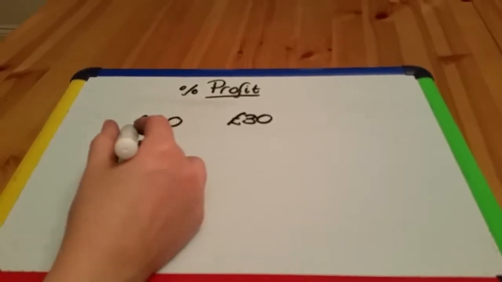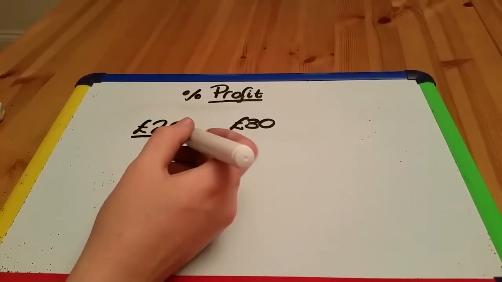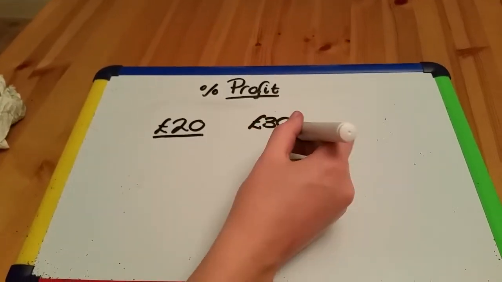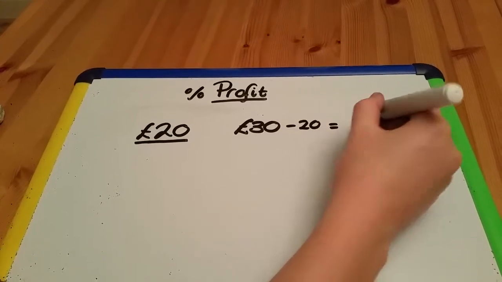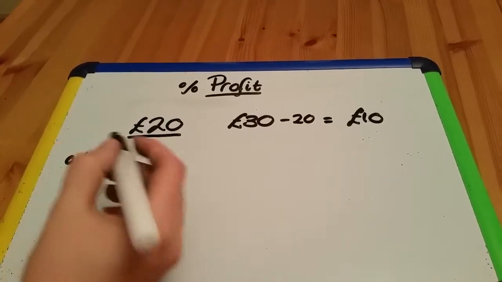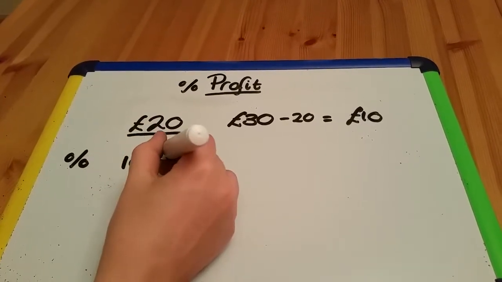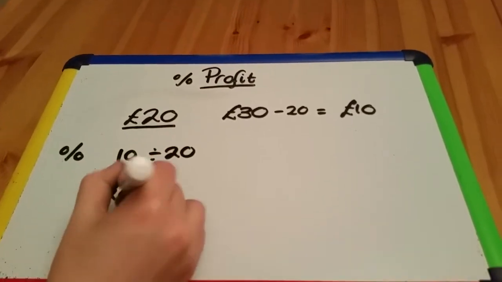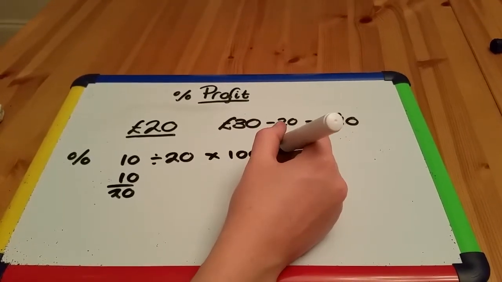Okay, so you bought something for £20, let's say, and then you ended up selling it for £30. How much profit did you make? Well, if we do 30 minus 20, you'd end up with £10 profit. We then need to work out what the percentage profit is. To do this, we divide the profit by the original price, just another 20, and then times that by 100 to change it to a percent.